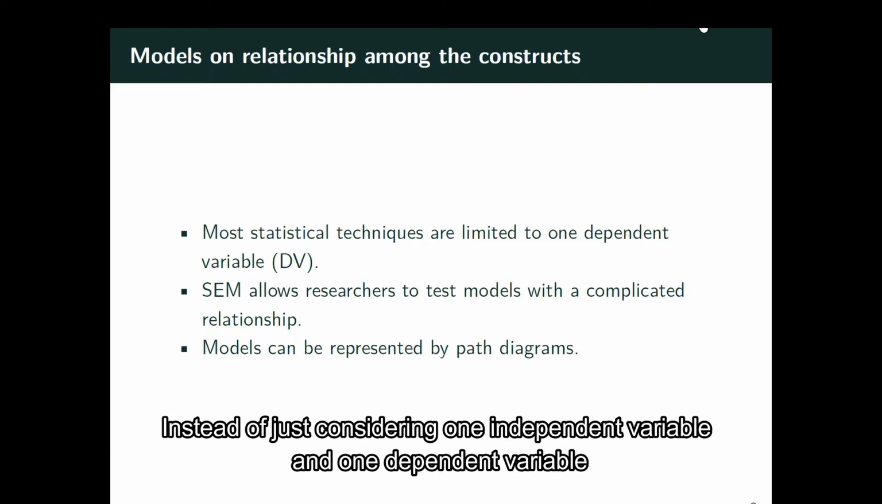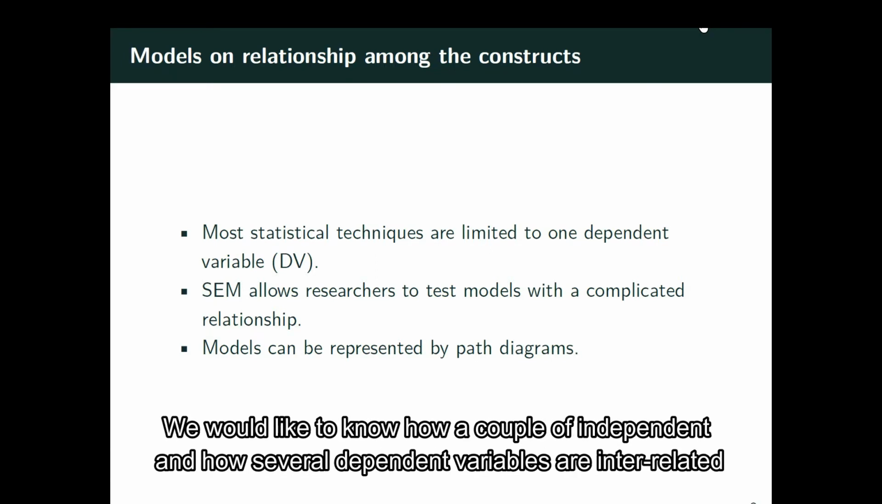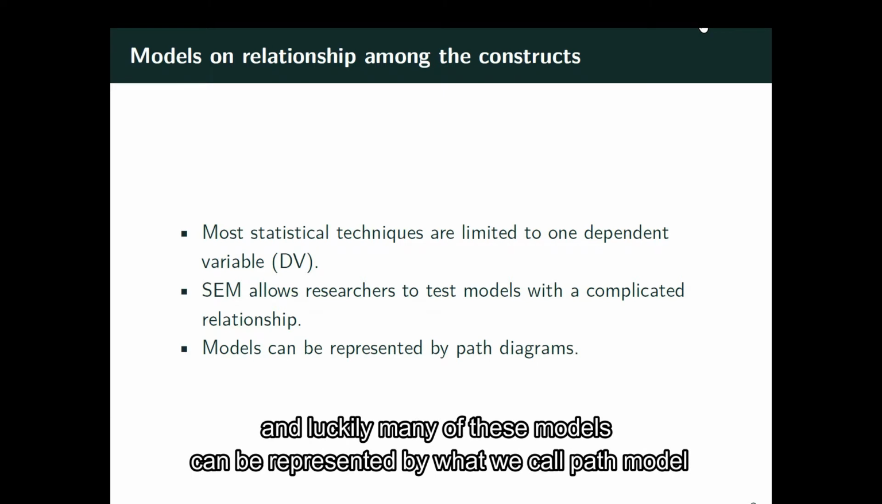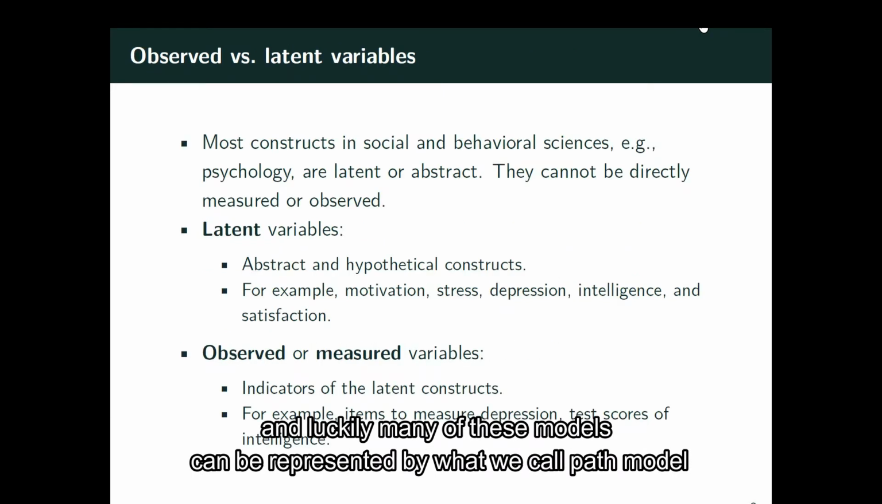Instead of just considering one independent variable and one dependent variable, we would like to know how a couple of independent variables and several dependent variables are interrelated. That's why researchers, especially psychologists, are interested in proposing models to explain how it works within the system. And luckily, many of these models can be represented by what we call path models.